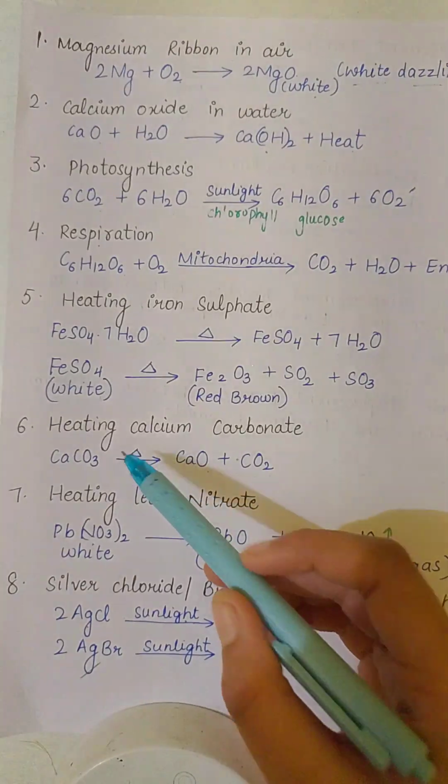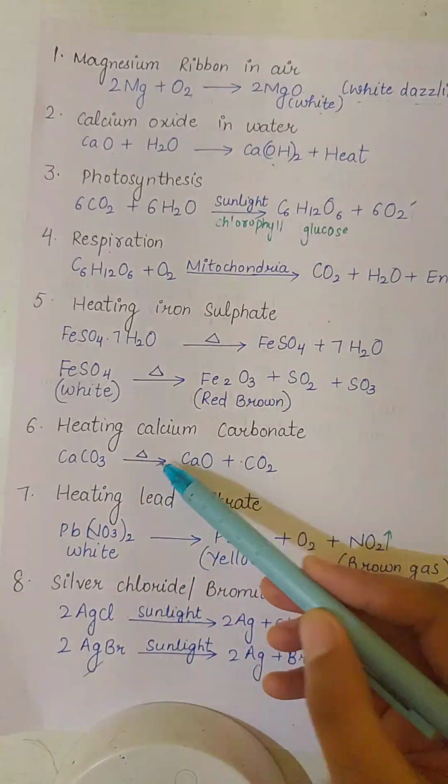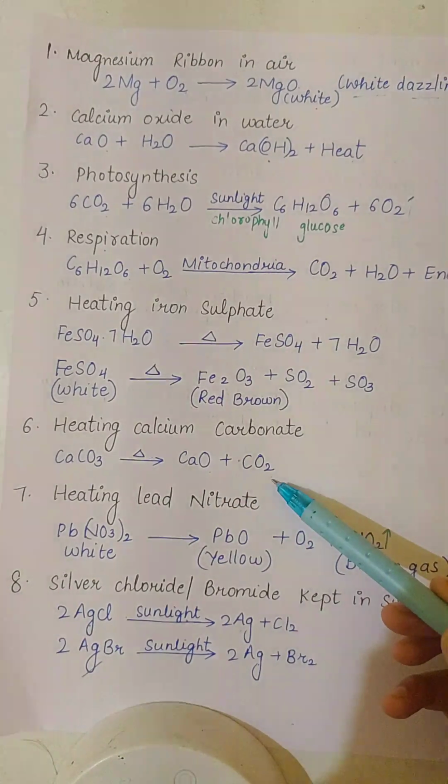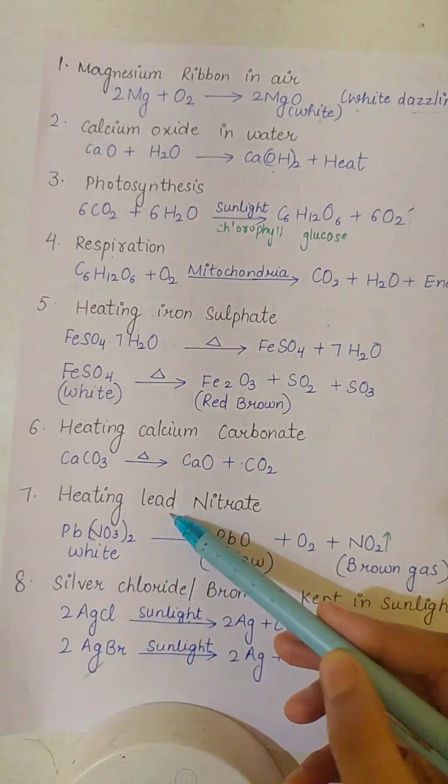Next reaction is heating calcium carbonate. When calcium carbonate is heated, calcium oxide and carbon dioxide are formed. Next is heating lead nitrate.